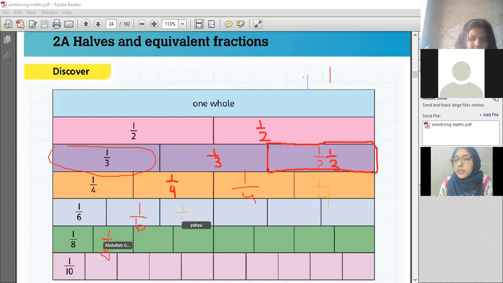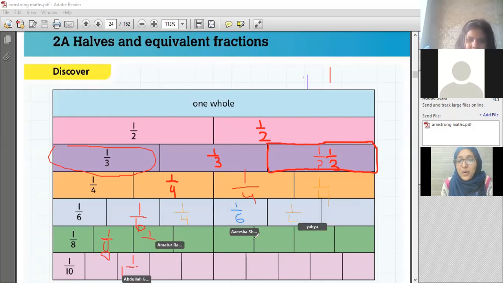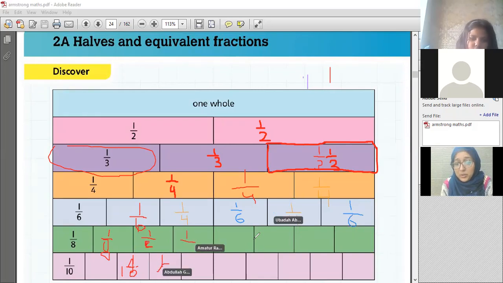What are the others doing? Sleeping? Please, everyone complete this. If Aisha is taking one block, Ubada and Aisha don't work on one block. Go for another block. Wow, I can see that. Oh, lovely, lovely. Yaya, Ubada, Abdullah, lovely. Amatur is also participating. Very good, Amatur.